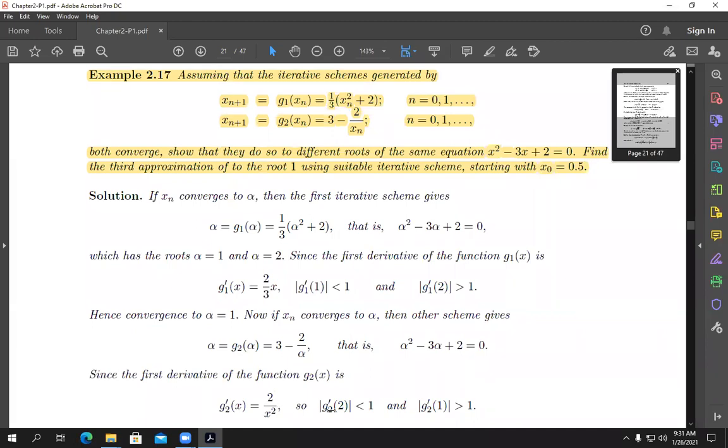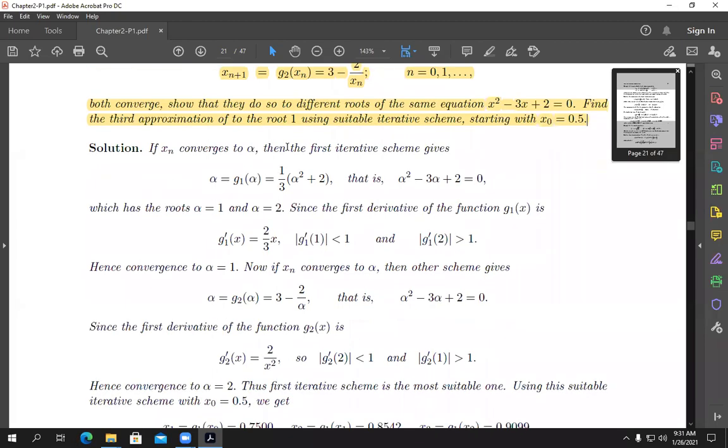Check the derivative at 2 and 1. At 2, what is the answer? At 2, it's 1. No, it's a half, sorry. And at 1 it is what? 2, which is greater than 1. So it means this sequence converges to 2 and the other sequence converges to 1. The question says to use the sequence which converges to 1. So we have to use this formula to find the third approximation.